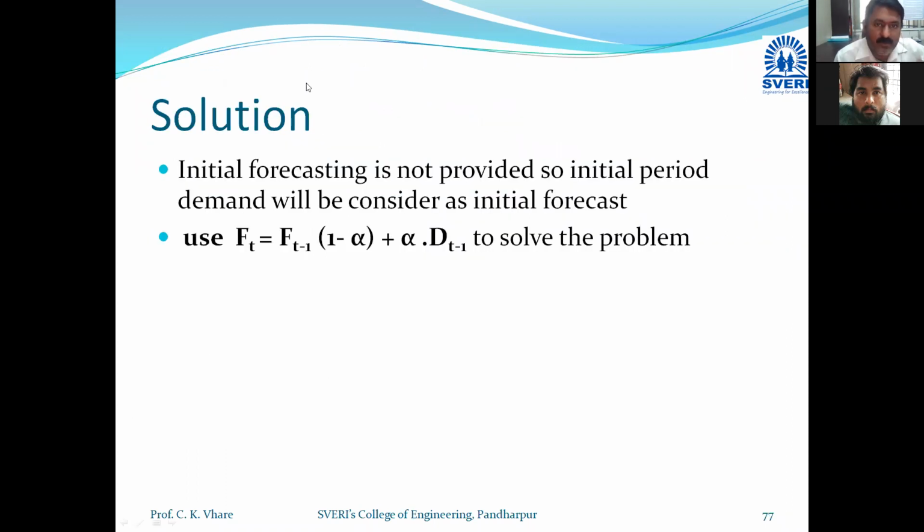Just one problem, or just one formula, you can see here. F of t, for which you want to calculate the forecast, depends on F of t minus 1. Let us assume that this is for January. So the forecast for January is equal to (1 minus alpha) into the forecast for December, plus alpha into D of t minus 1, the demand for that particular time, December. So you should have the demand for December, the forecast for December, and the factor alpha, so that you will be in a position to calculate F of t.